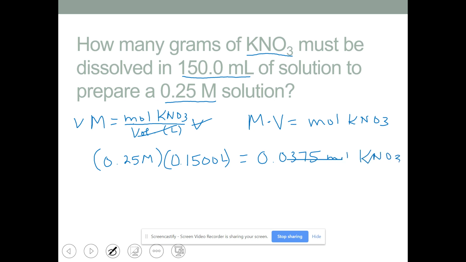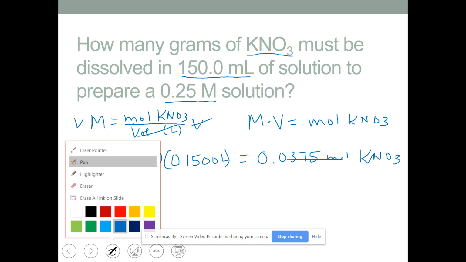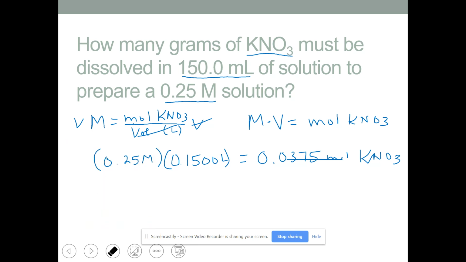Now, I'm okay if you round that off to 0.038, or if you decide to keep it until the final. But we do need to make a note. There are 2 sig figs in the final answer because of the 2 sig figs right here in the molarity.